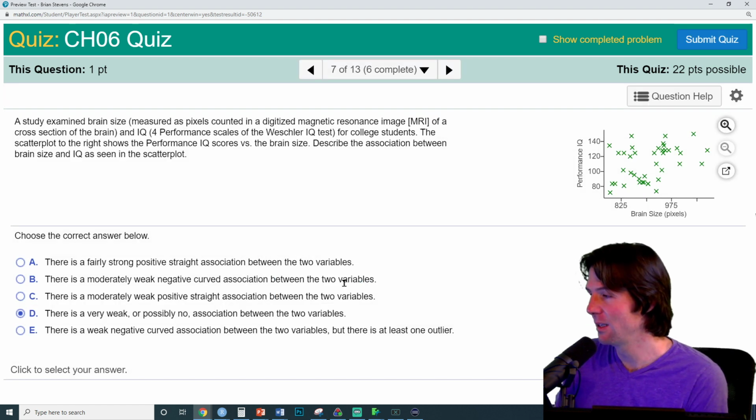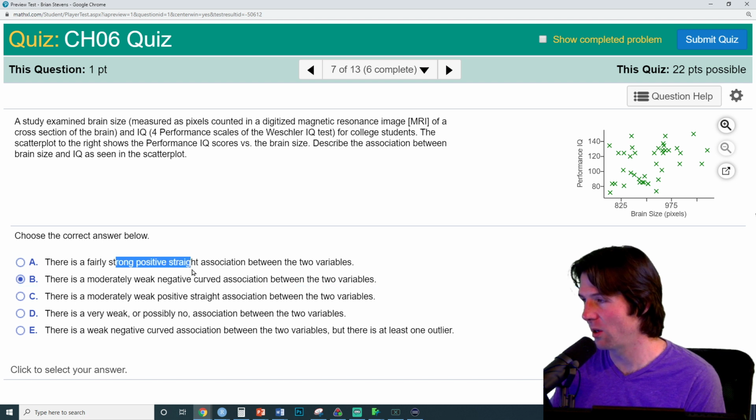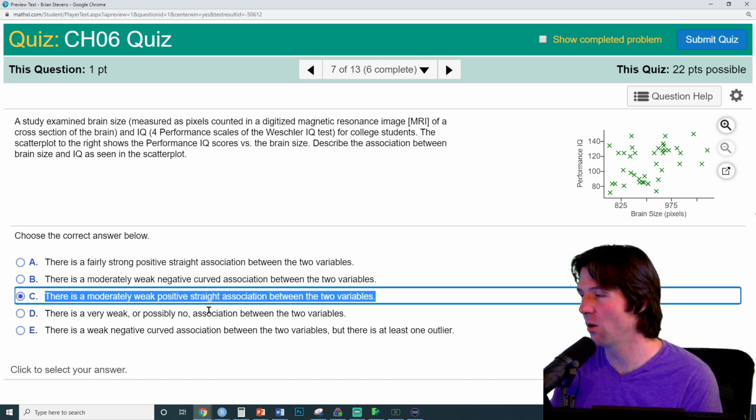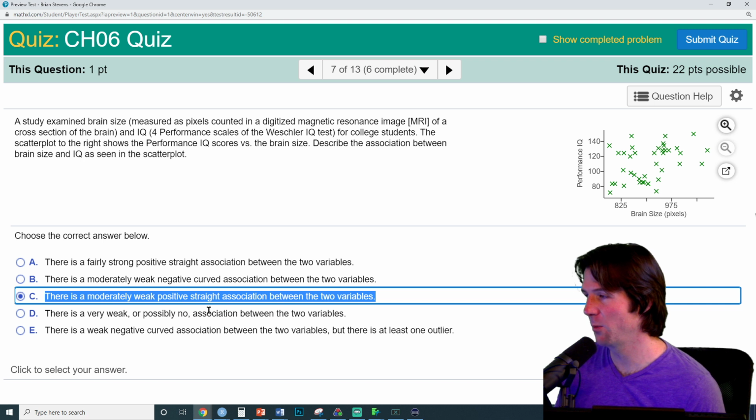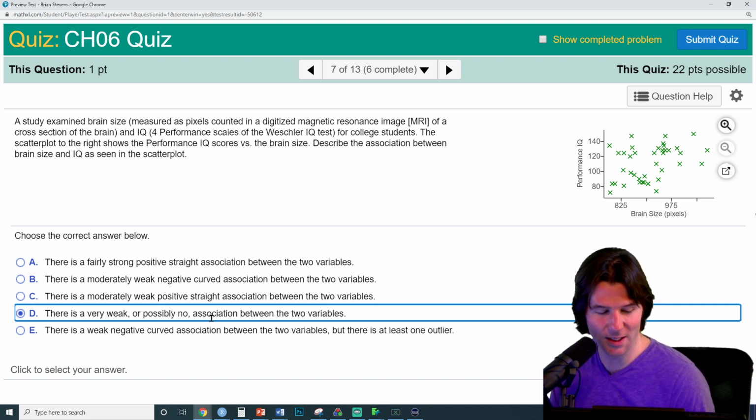So yeah, it's that. So how can you eliminate these? Well, anything that says negative is wrong and strong is wrong. I wouldn't say moderately weak. I think the only tricky ones are between these two. I would have chosen this to begin with because I was like, I really don't see it. It's very weak. Rewind the tape. Hopefully I was saying that.